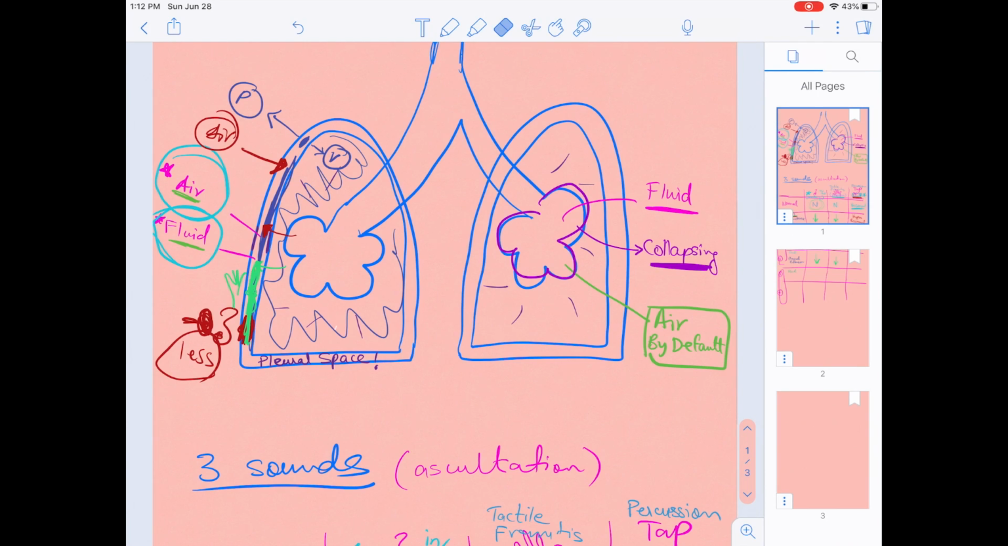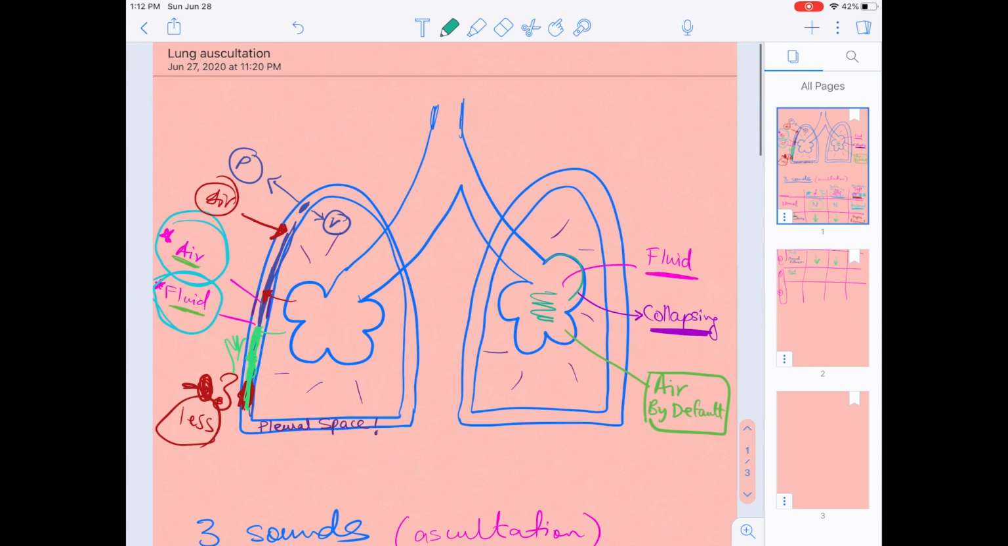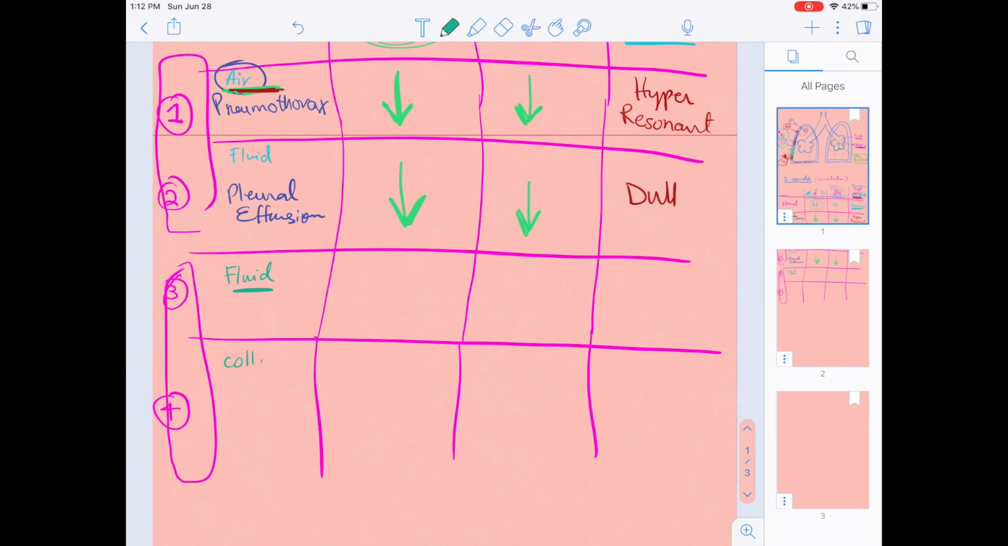Okay, I make so much mess. Okay, that looks better. That's cleaner. I have fluid over here, which is here. And another thing would be that this alveoli collapses. So it's the collapse of alveoli.